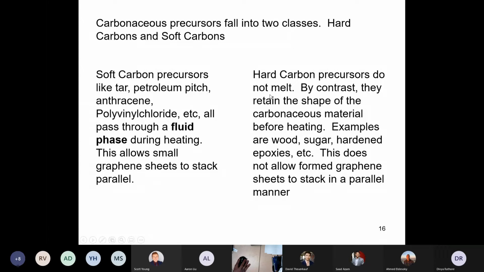Hard carbon precursors do not melt. By contrast, they retain the shape of the carbonaceous material before heating. Examples are wood, sugar, hardened epoxies, etc. This does not allow formed graphene sheets to stack in a parallel manner. So a pictorial example of this is actually best.